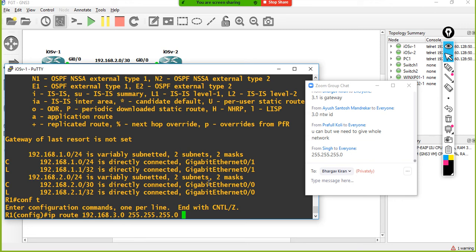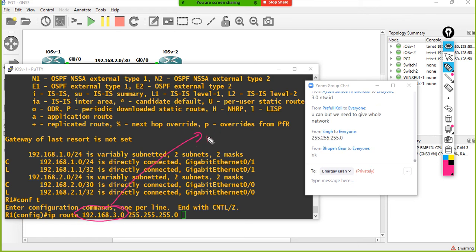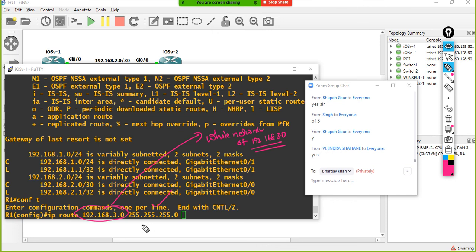So you are trying to tell me indirectly, whenever you give me 192.168.3.0, it's representing the whole network. That's what you are trying to say. The whole network of 192.168.3.0. Is it correct, guys? Okay, I agree, man. No problem. So this is the subnet mask, right?